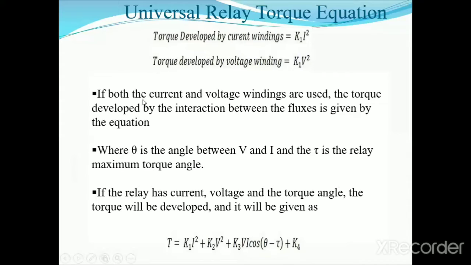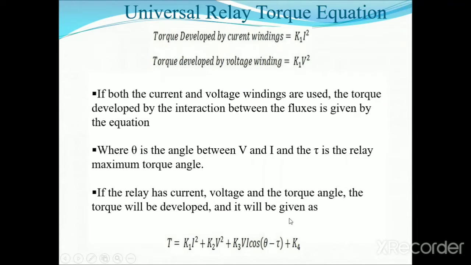The torque developed by the interaction of these two fluxes is given by the equation, where theta is the angle between V and I, the voltage winding and the current winding, and tau is the relay maximum torque angle. When a short circuit or fault current flows through the relay, the current, voltage, and torque angle determine the torque.